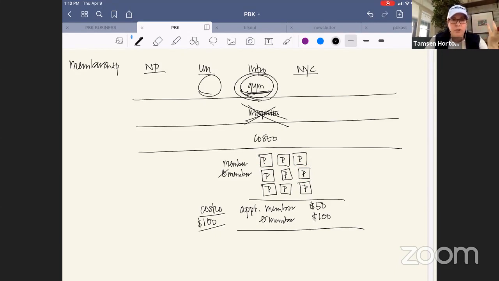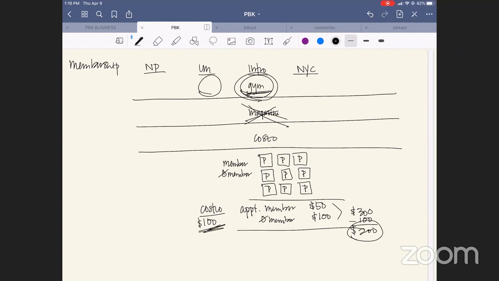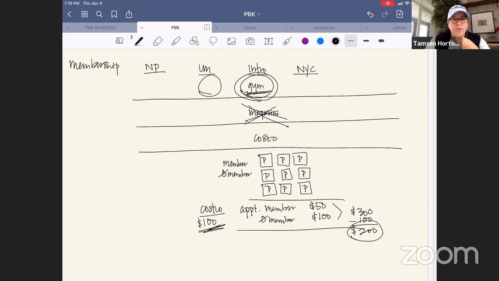Well, you figure you're getting your haircut maybe 6 times a year. So 6 times 50 is 300 minus the 100 to become a member. I've saved $200 by becoming a member, and they've made residual income. So you have to look at it from what is the membership that you're trying to make.